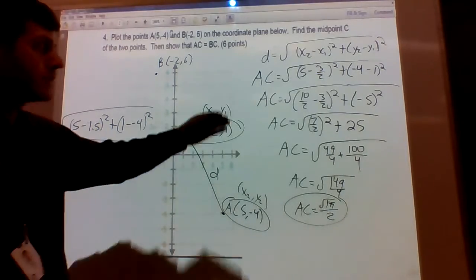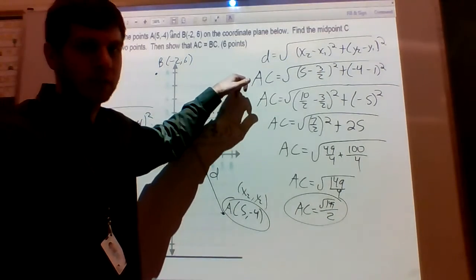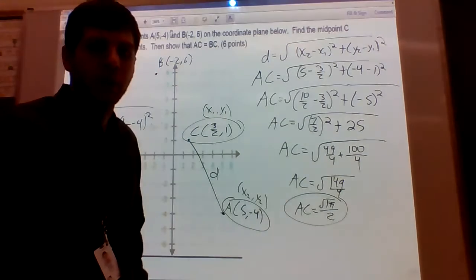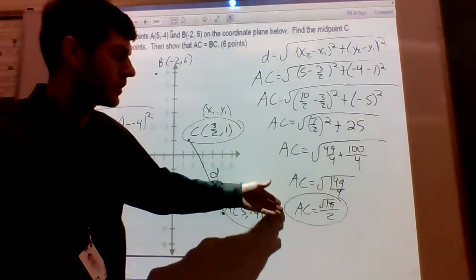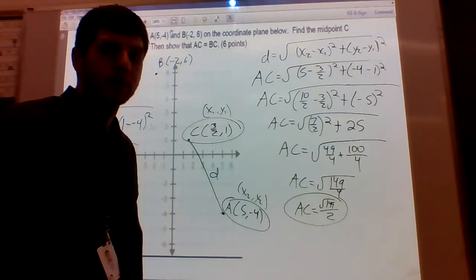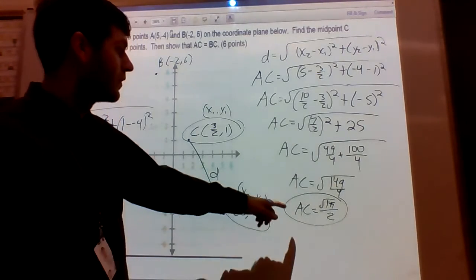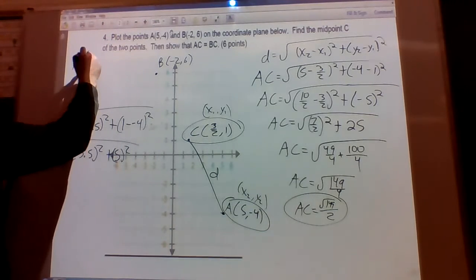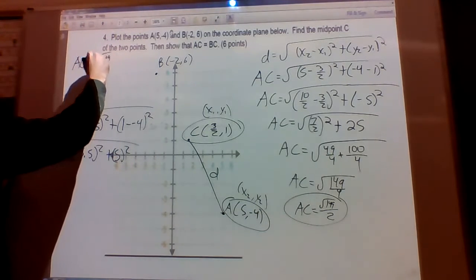But again, once you get to this step, just put it in your calculator. It'll tell you the answer. That's perfectly fine. If you want to use fractions and get an exact answer, that's fine too. So we found AC. Let's write that on the side. We know AC equals square root of 149 over 2.